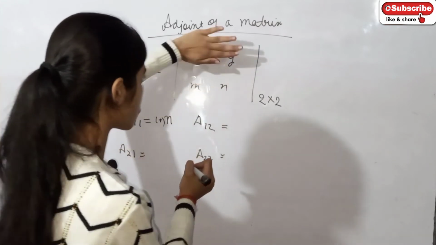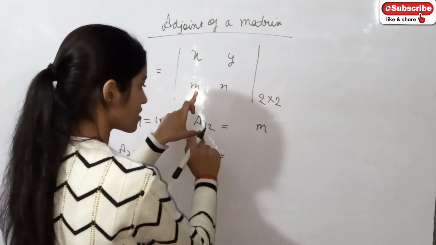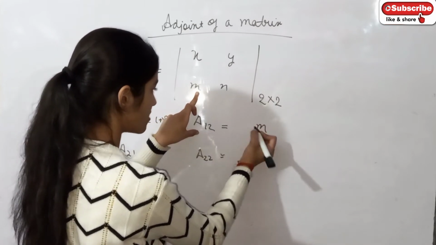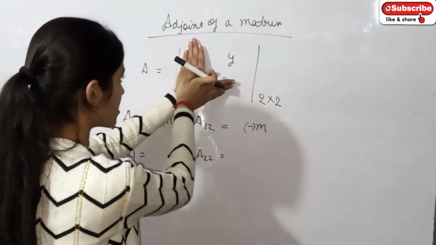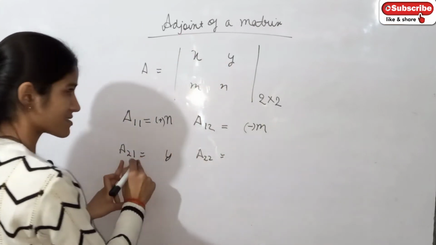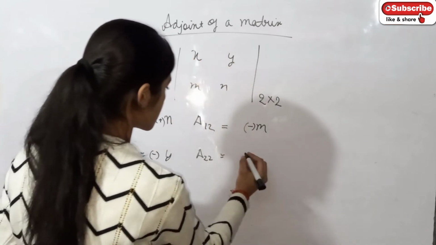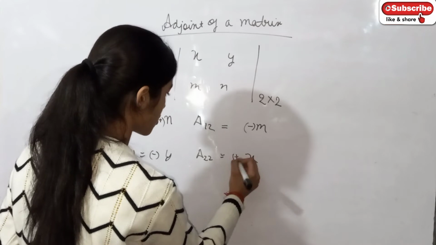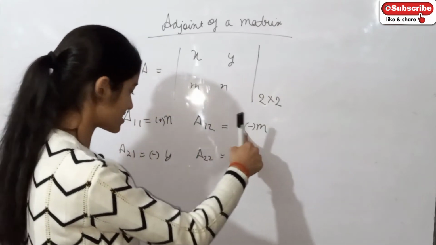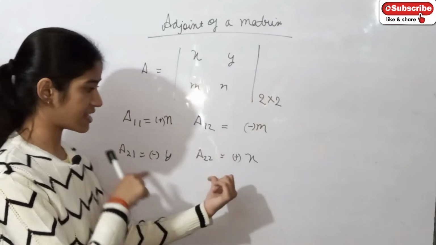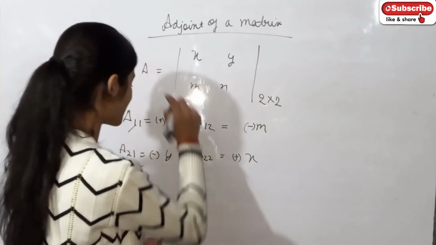What is the cofactor of y? M. 1 plus 2 is 3, which is odd, so minus sign is there. What is A21? 2 and 1, y. 2 plus 1 is 3, so negative sign is there. A22, then x, and 2 plus 2 is 4, so positive sign is here. So A11 is equal to n, A12 is minus m, A21 is minus y, and A22 is positive x. These are the cofactors of that determinant.